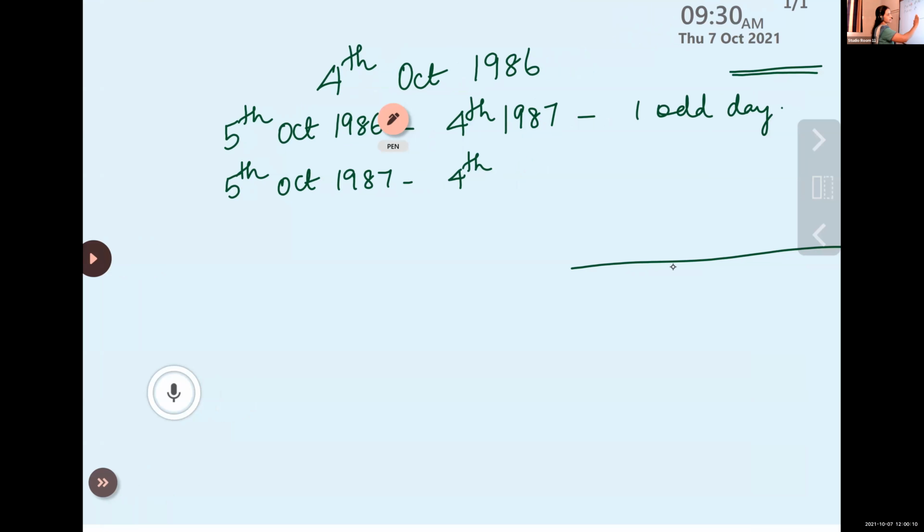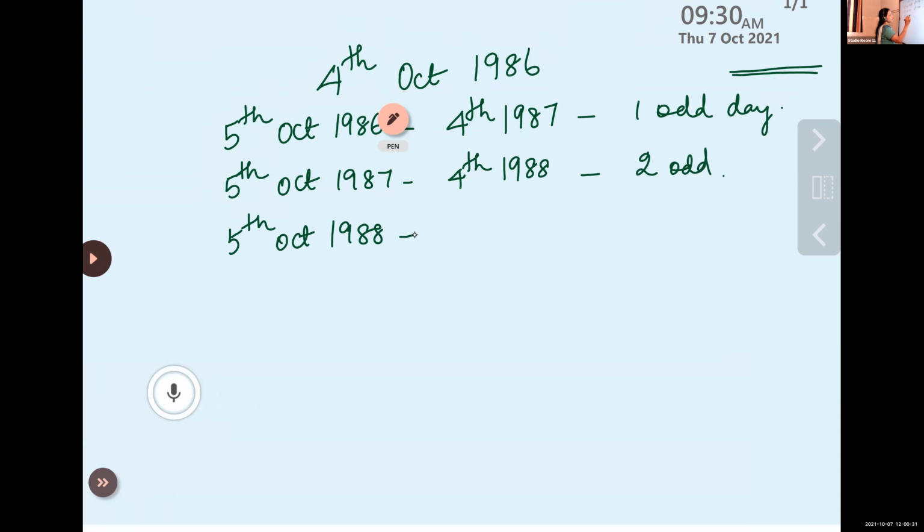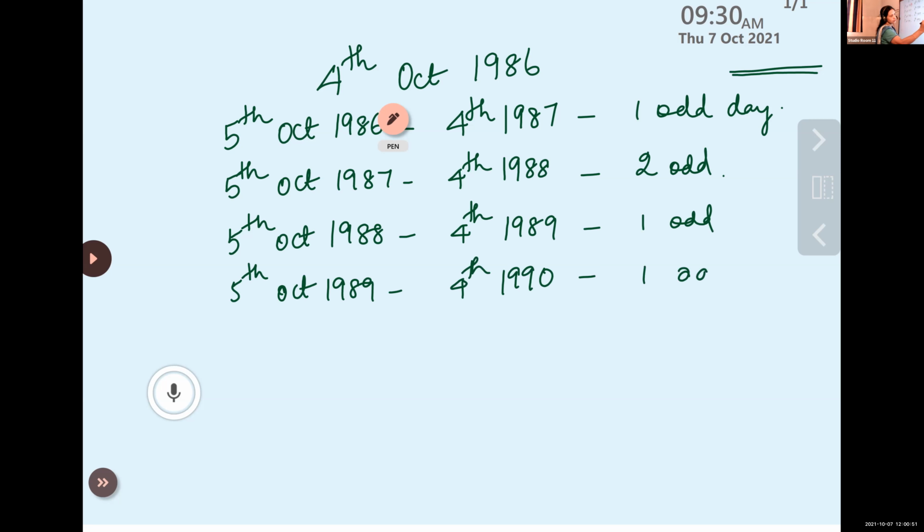Okay, now look at the next year. If you take the next one from the 4th to 1988, we will get 2 odd days. Then again from the next day, 5th of October 1988 to 4th 1989, we will get 1 odd day. Then 5th October 1989 to 4th of 1990, which is not divisible, so we'll get 1 odd day.